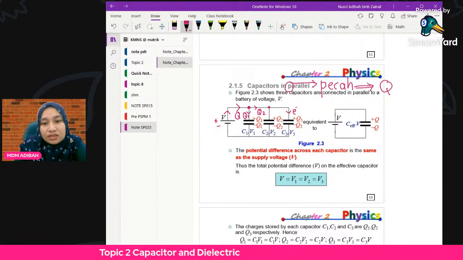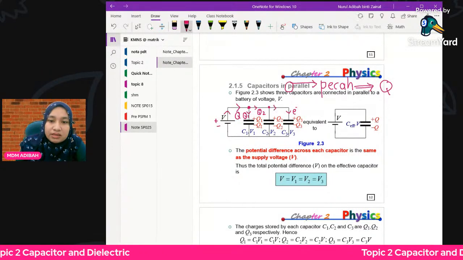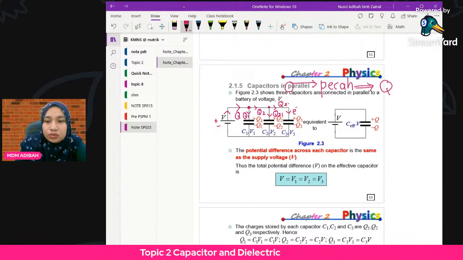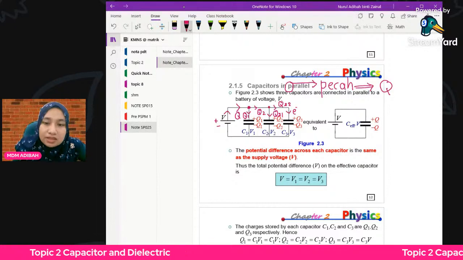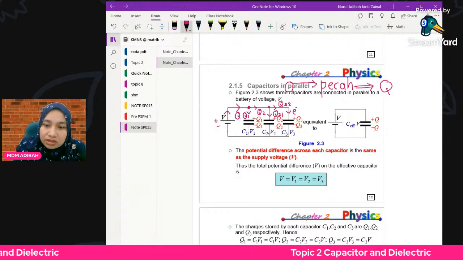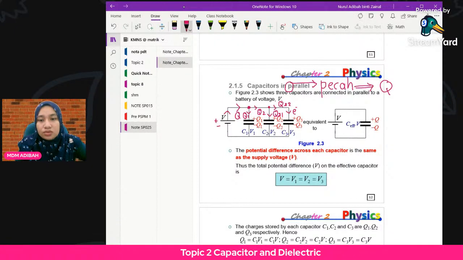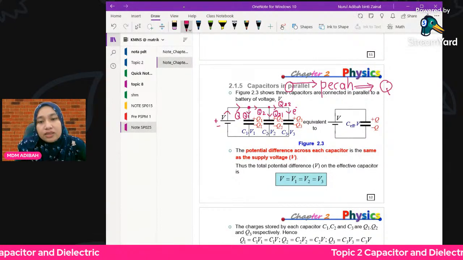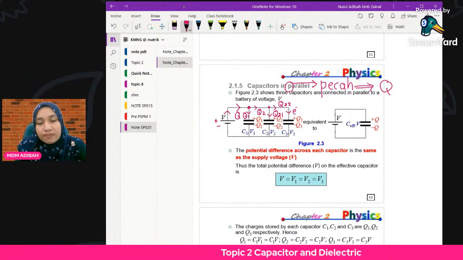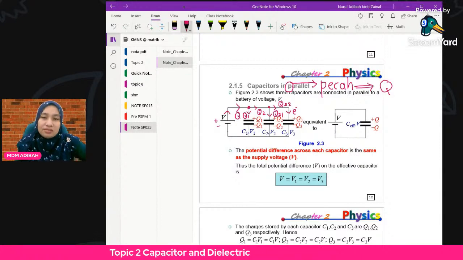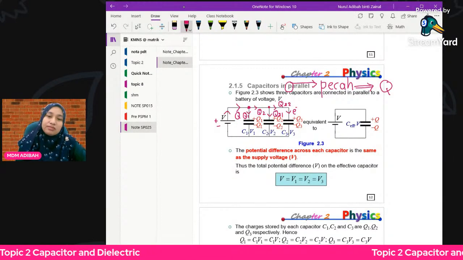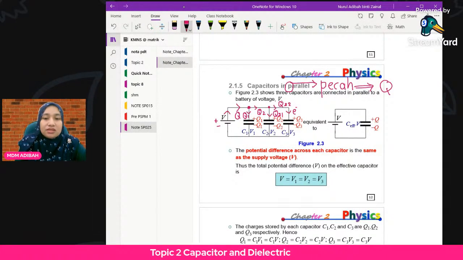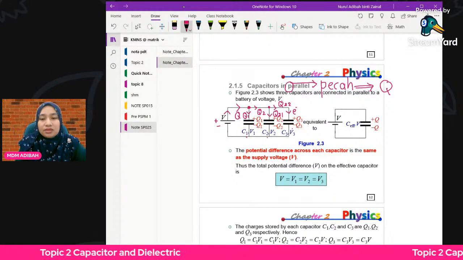Dia jumpa junction lagi, dia pecah lagi kepada, let's say sini Q21 dan sini dia pecah Q22. Nampak tak? Current yang akan lalu kepada C3 dekat sini adalah Q22. Yang lalu kepada C2 di sini adalah Q21. So dia punya current pun dah tak sama. Dia punya charge yang mengalir pun dah tak sama. Dekat sini pun sama juga, dah pecah. So susunan antara C3, C2 dan C1 adalah secara parallel.